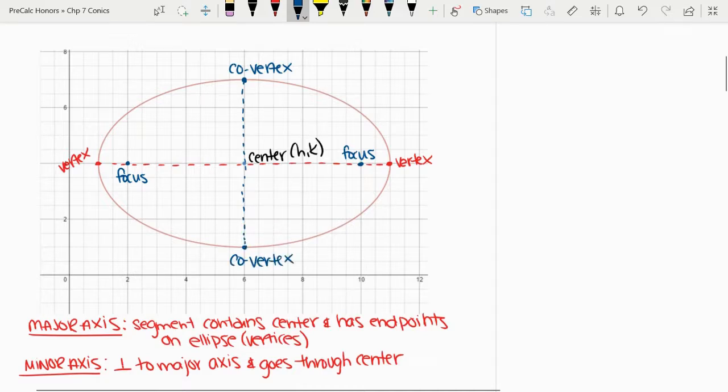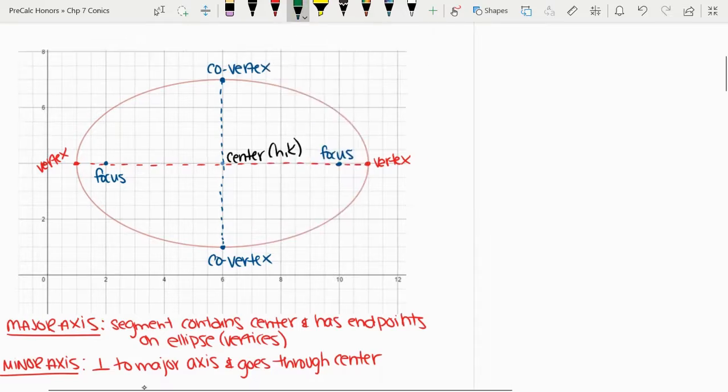So the major axis is always the bigger axis. That's how you'll tell which one is the major one. And the minor axis is always the smaller axis. So in the picture, we have the vertices, they're the endpoints of the major axis, and the covertices, which are the endpoints of the minor axis. So now I'm going to put three important lengths into this picture here. And the first is going to be the value that we call a.